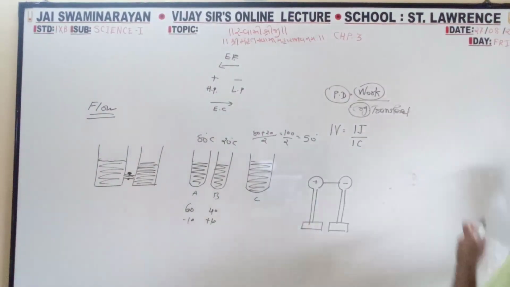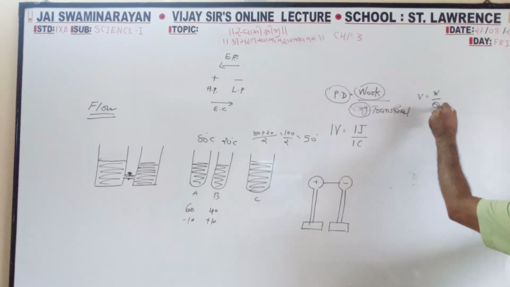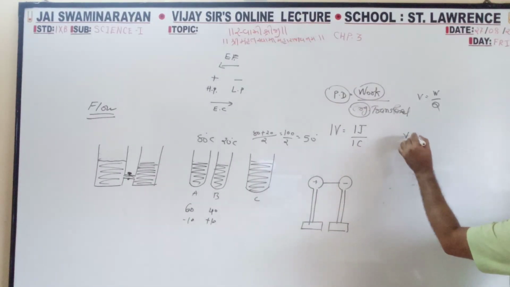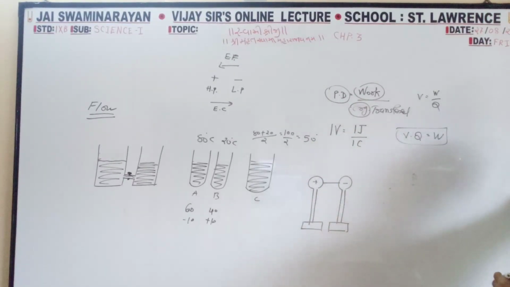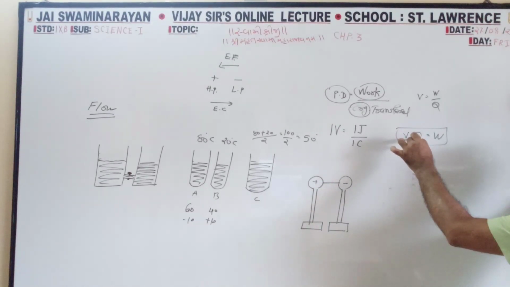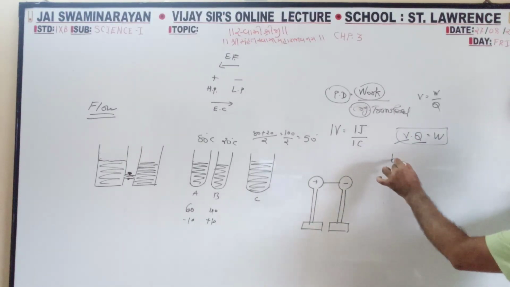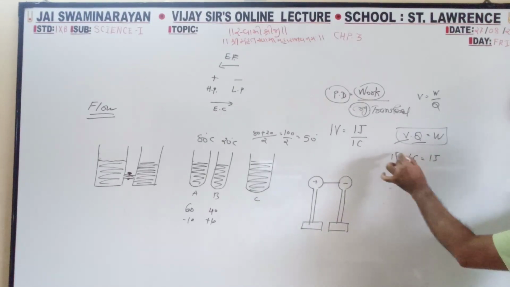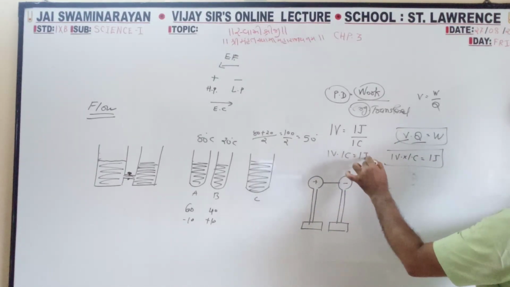And the symbols: potential difference is V, work done is W, all capital. V is equal to W divided by Q, so V into Q is equal to W. In an electric wire, work is said to be done when you multiply potential difference and charge. So 1 volt into 1 coulomb is 1 joule. This and this are the same: 1 volt, 1 coulomb, 1 joule.